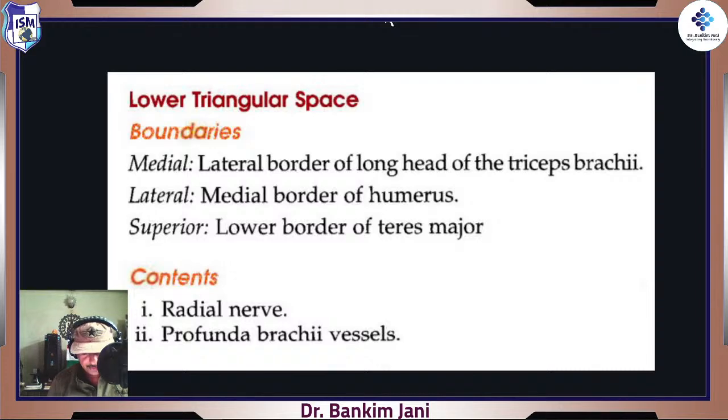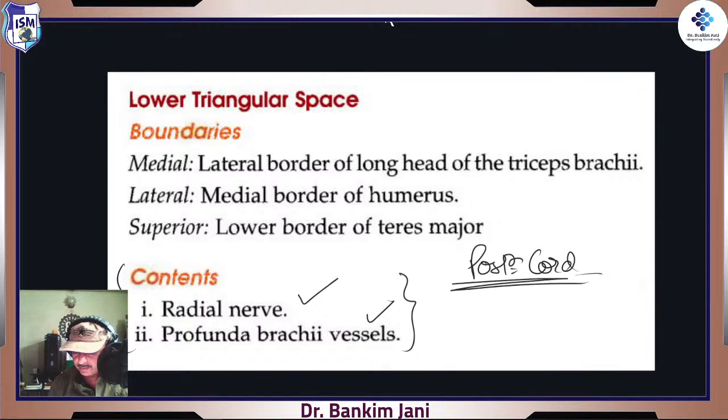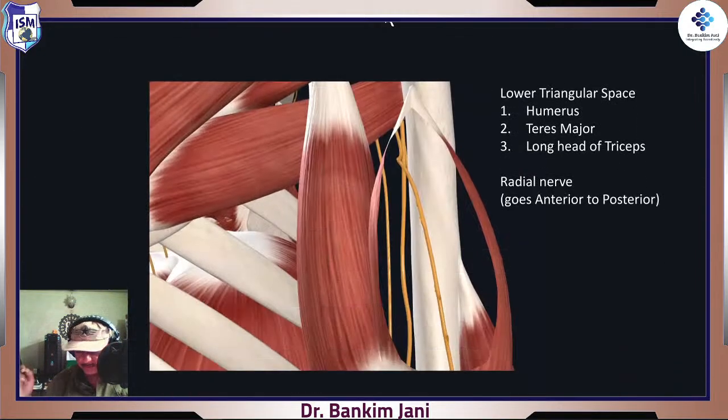Lower triangle, that's the best, right? Lower triangle. This lower triangle or the tricipital hiatus, triceps hiatus, radial nerve, and the profunda brachii, right? Radial nerve, we know that it is the continuation of that posterior cord, right? Profunda brachii, very important vessel, right? We see that. So here it is. Lower triangle, right? Here is the humerus. So this is 1. Teres major, that is 2, right? And long head of triceps, that is 3.